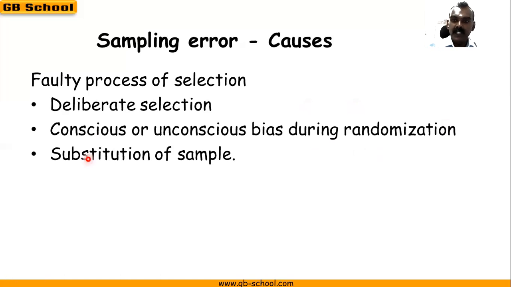Then substitution of sample. So in a study over a period of time, suppose a sample is not ready to continue the study. We can't force the sample to continue. So in that case, we try to substitute another sample for this person who is leaving the research. If we substitute as per the wish of the researcher, it will become a sampling error. These all three things come under faulty process of selection.